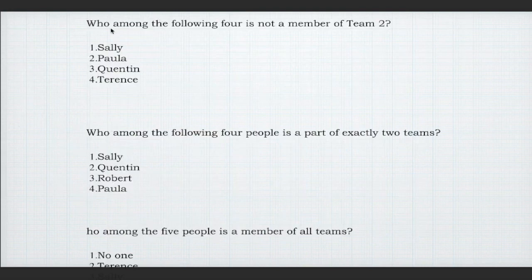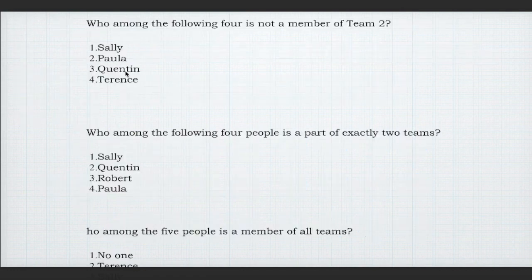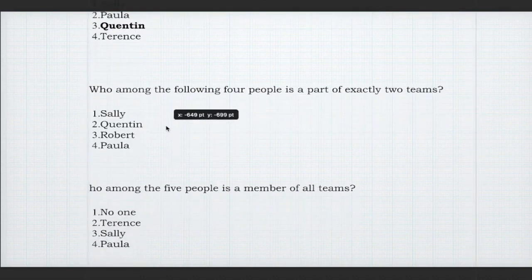So our question number 1 was, who among the following 4 is not a member of team 2? So for a second I jump back to team 2. S, P and T are members of team 2. R and Q are not. So in my options I don't have R but I do have Q. So my answer should be Quentin is not a member of team 2.